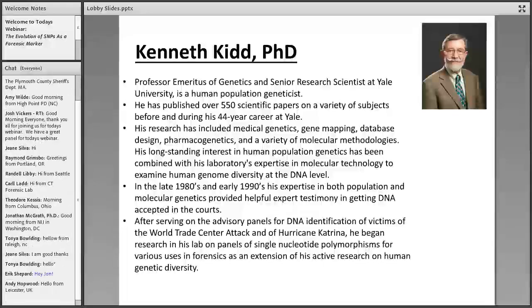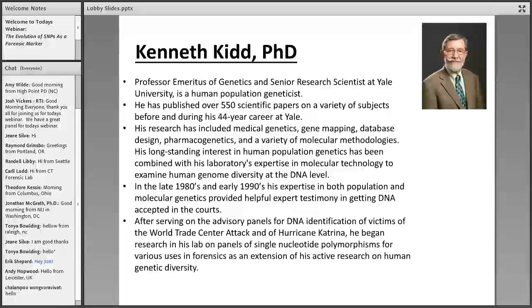He has published over 550 scientific papers on a variety of subjects before and during his 44-year career at Yale. His research has included medical genetics, gene mapping, database design, pharmacogenetics, and a variety of molecular methodologies. His long-standing interest in human population genetics has been combined with his laboratory's expertise in molecular technology to examine human genome diversity at the DNA level.